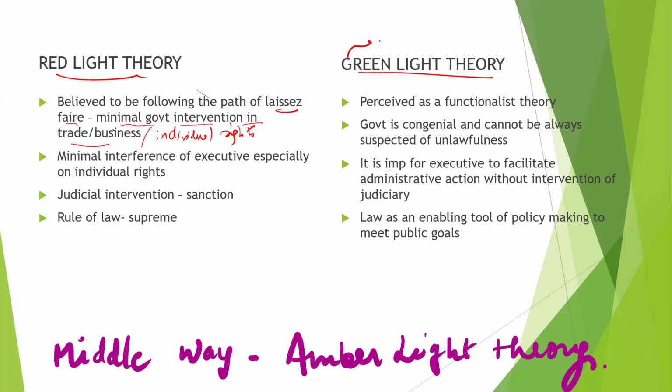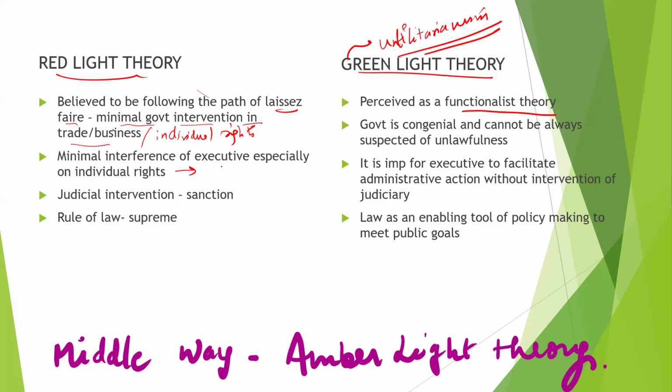Whereas your green light theory works on the model of utilitarianism. Utilitarianism was propounded by Jeremy Bentham, and also by John Stuart Mill, which carry the idea of greatest good for greatest number, basically to achieve the utmost public good, even when it is compromising on individual liberties as well. It is perceived as a functionalist theory.